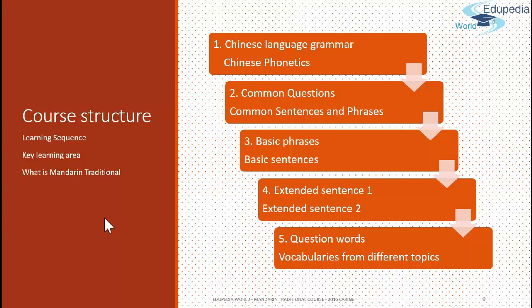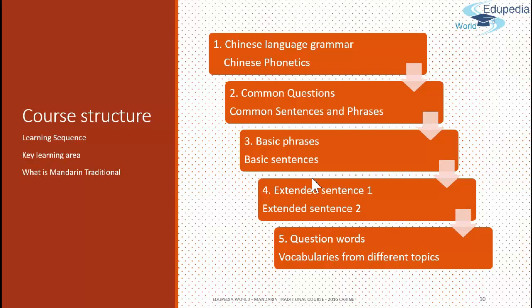My course is divided into 5 parts. Part 1 is the core, grammar, and phonetics. Parts 2 to 4 are common, basic, then extended questions, phrases, and sentences. Finally, we will go deeper to part 5, which is question words and vocabularies from different topics.